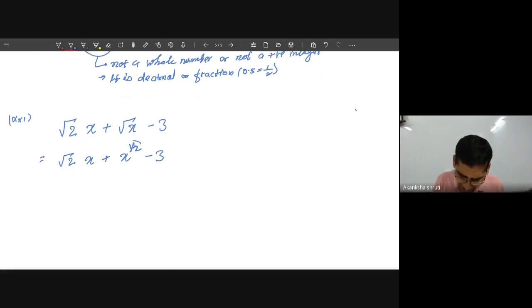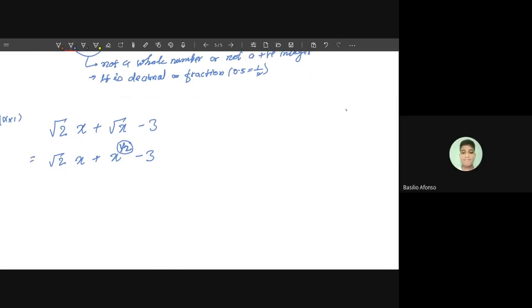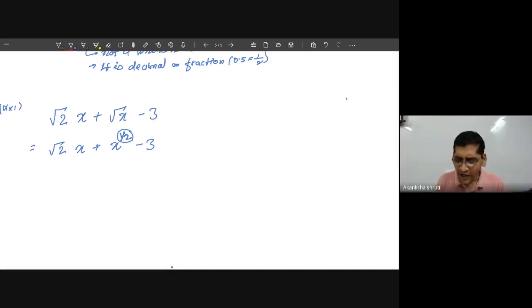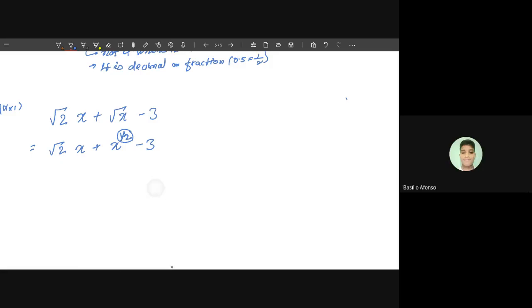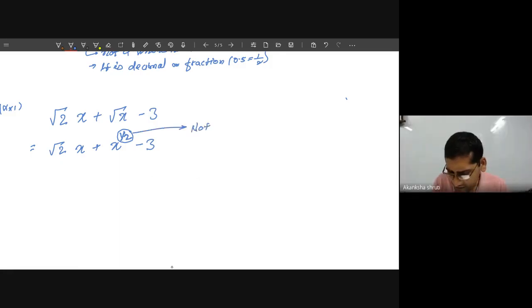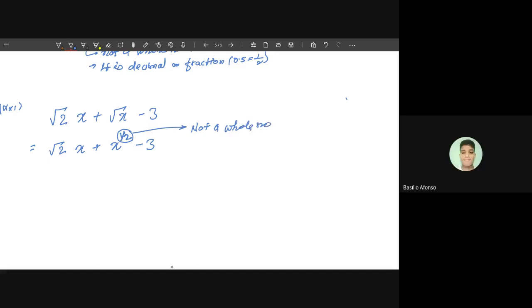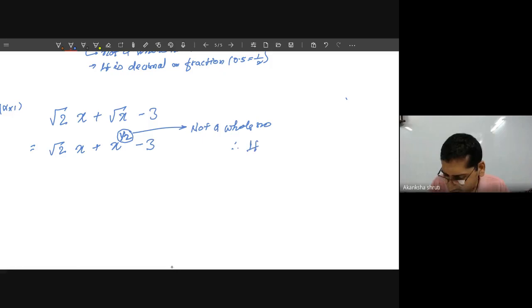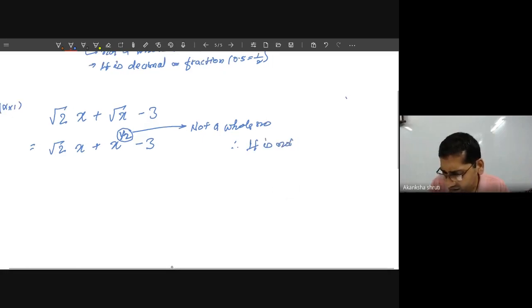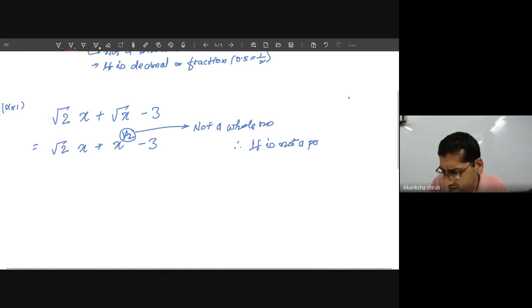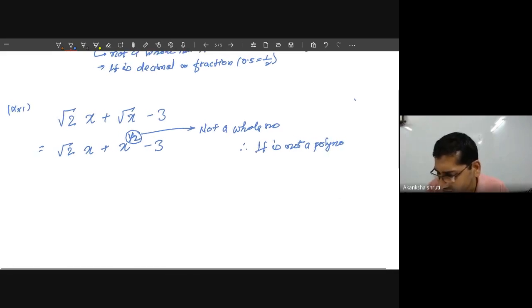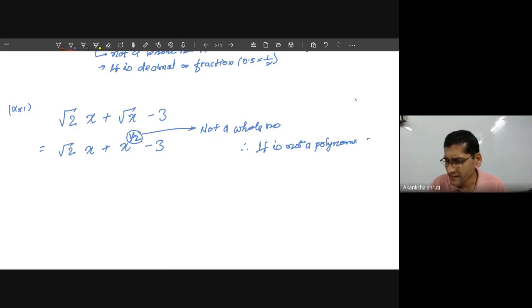Now, sir, is this not a power? What is this power? 0.5. Good. 0.5 or a fraction means not a whole number. So it will not be a polynomial. Not a whole number, so it is not a polynomial. Therefore, it is not a polynomial. I think in this way, you can identify any of them.